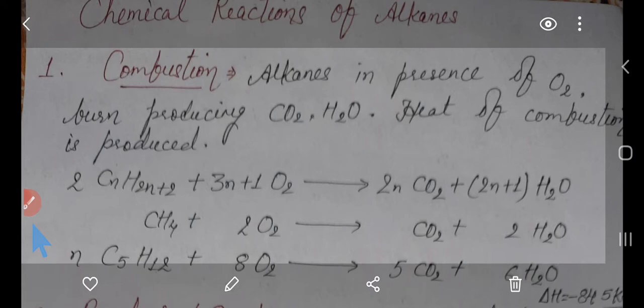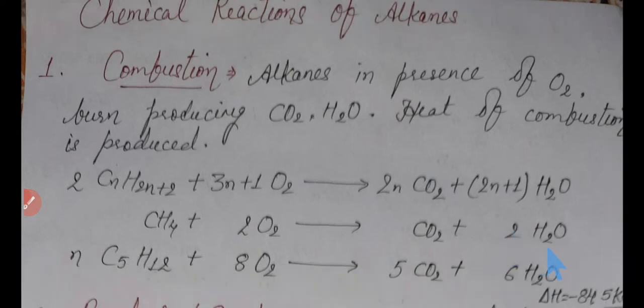So how can we write this reaction in the form of a chemical equation? 2CnH2n+2 plus (3n+1) O2 gives 2n CO2 and (2n+2) water. So when 2 moles of alkane react with (3n+1) moles of oxygen, 2n moles of CO2 and (2n+2) moles of water are produced. For example, 1 mole of methane reacts with 2 moles of oxygen, 1 mole of CO2 and 2 moles of water are produced.